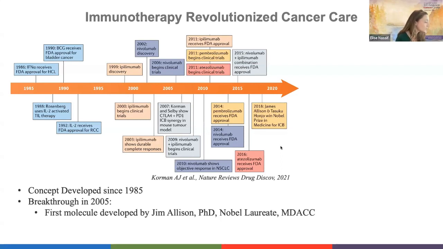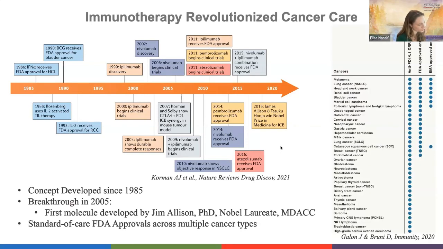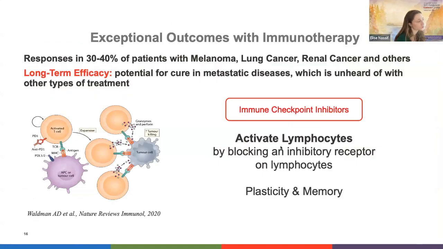There was a breakthrough in 2005 with the first molecule, developed by Jim Allison, who was awarded the Nobel Prize for this a few years ago. This molecule, which I'm going to discuss just after, has the role of reactivating your immune cells so that they recognize the tumor cells and kill them. Now, those therapies are part of the standard of care. They are approved across multiple cancer types.